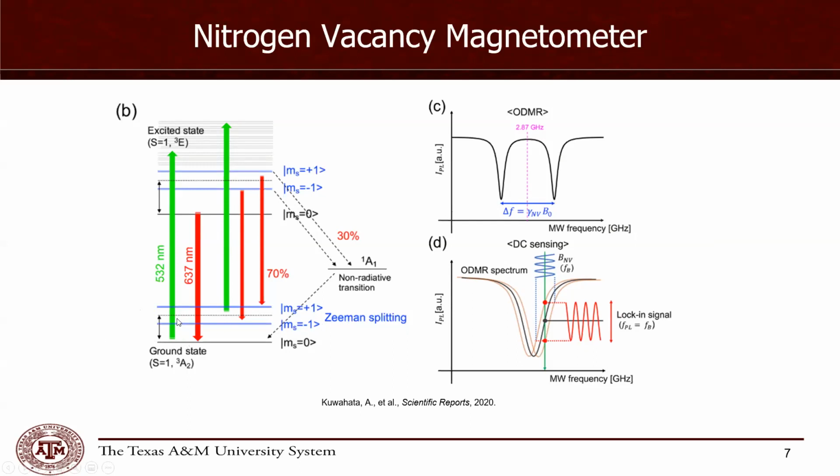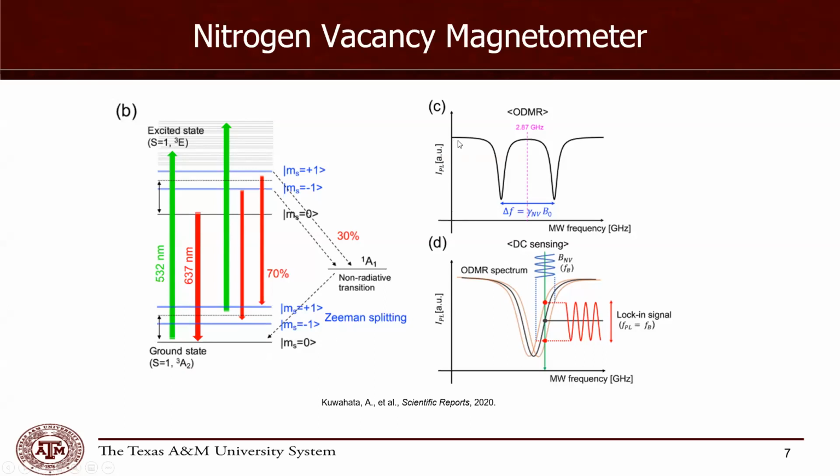So if we excite this with a 532 nanometer laser and look at the fluorescence, we notice that in the ±1 spin states, we have a 30% population drop out to a non-radiative state. And that transitions down to magnetic spin state 0. And this means that population conversion can be seen optically through use of a photodiode or a PMT.